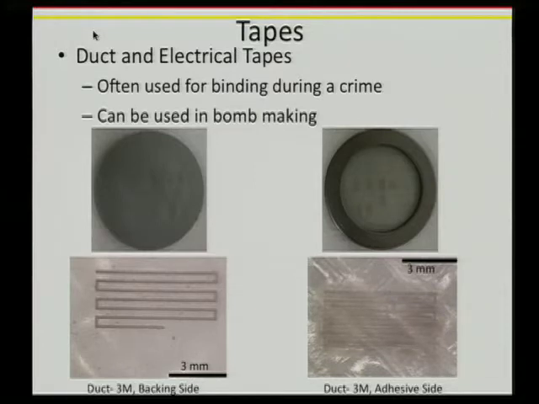So we sampled both the adhesive side, seen here, and the backing side, and we're looking at silver tapes in this case, or silver duct tape. First, we have to establish that tape is homogeneous. And then after we establish that tape is homogeneous, we can compare brands, or at least look at distinguishing between brands.